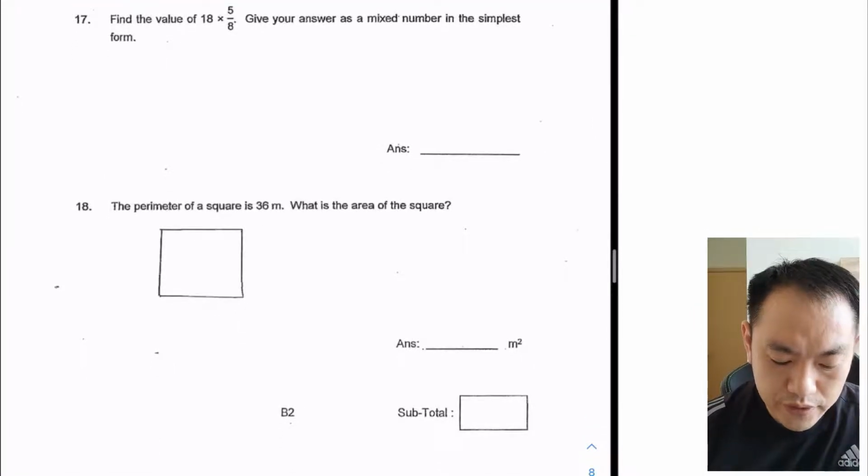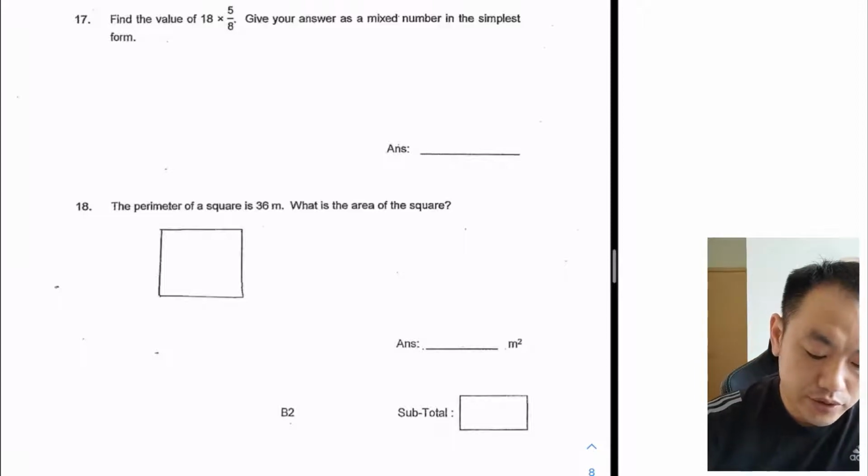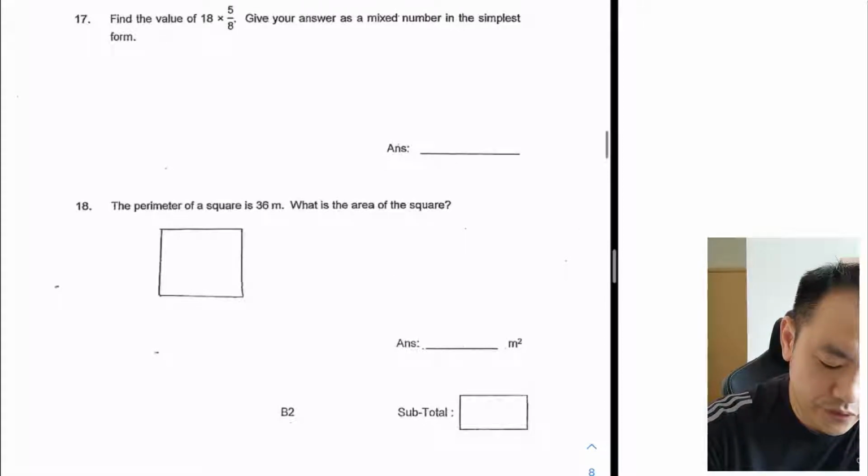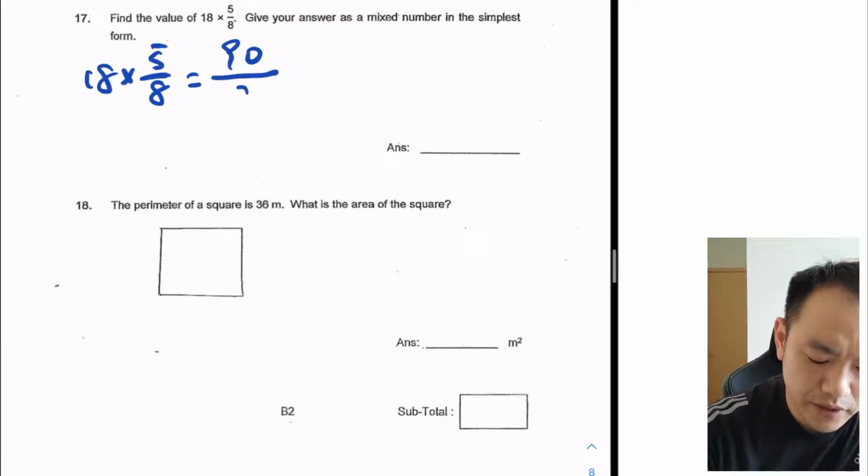Find the value of 18 times 5 over 8. Give your answer as a mixed number in the simplest form. So 18 times 5 divided by 8. This is quite straightforward. You times the top: 18 times 5 equals 90, divided by 8.